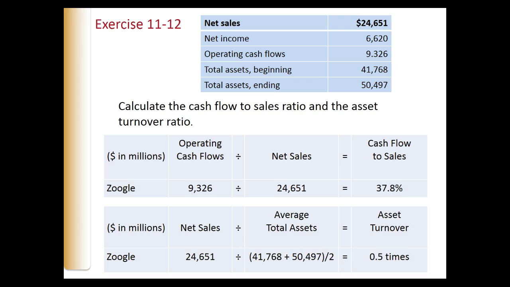Operating cash flows, dividing that by net sales. So the $93.26 divided by our net sales of $24,651 gives us cash flows to sales of 37.8%. Then, taking the asset turnover ratio, we're going to take our net sales, divide that by our average total assets, which gives us our asset turnover of 0.5 times.